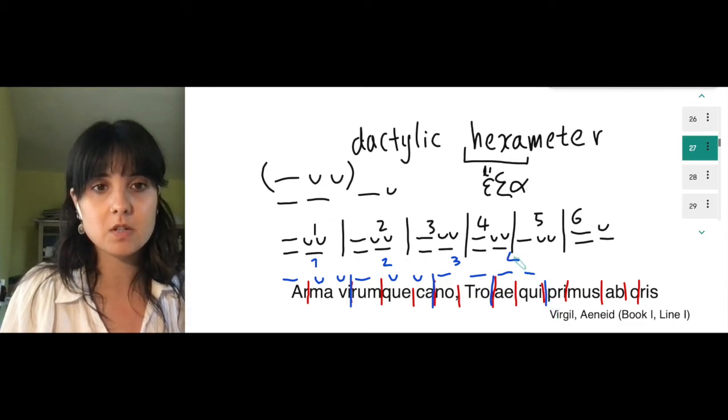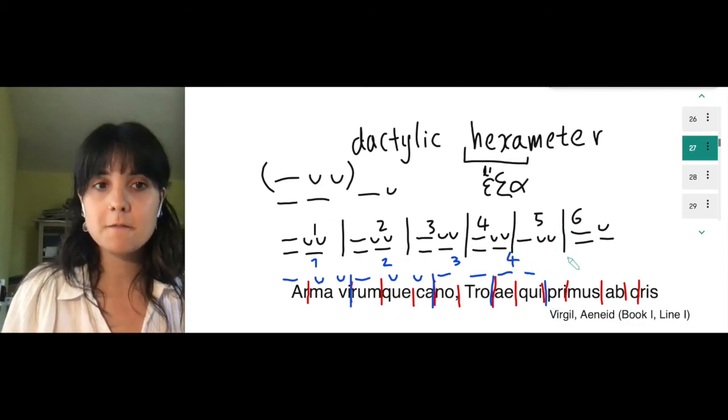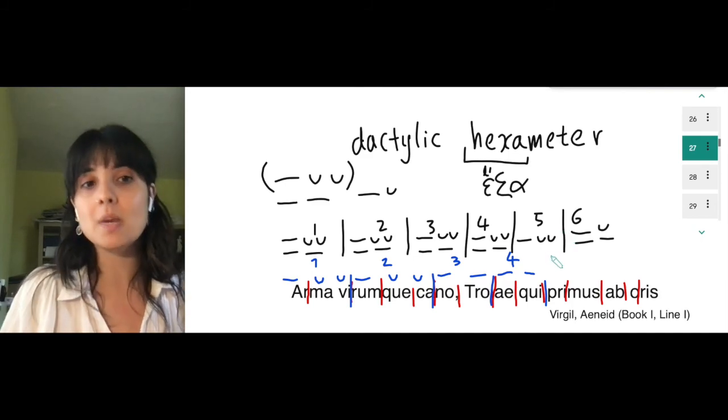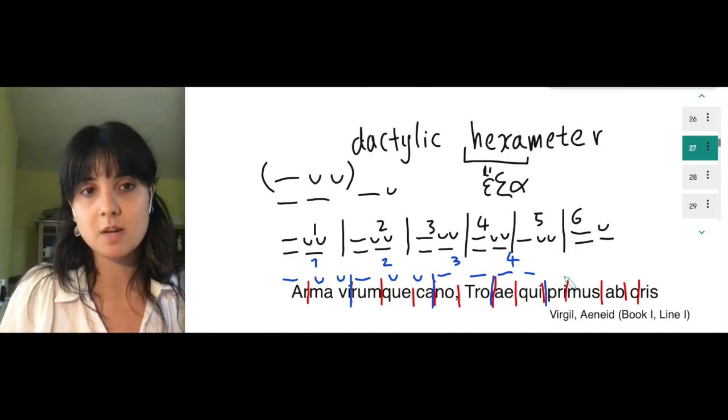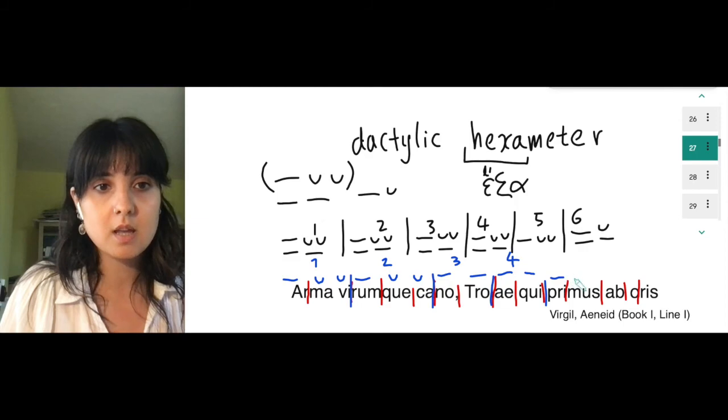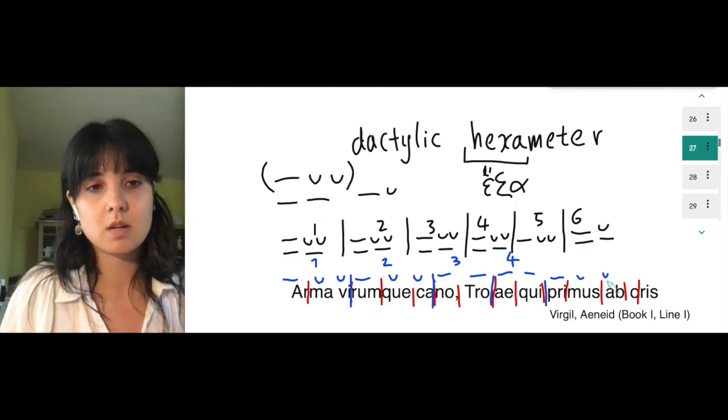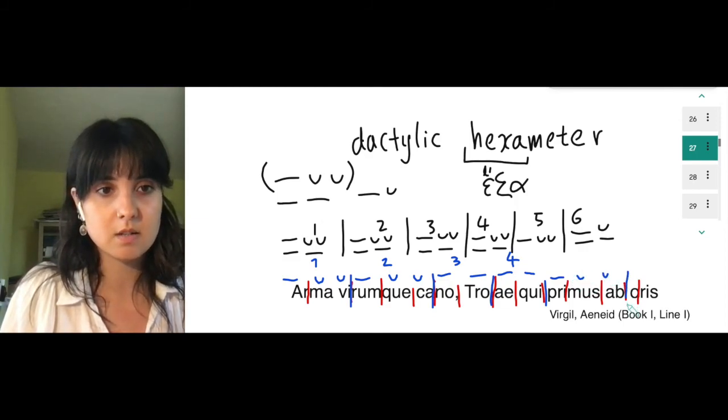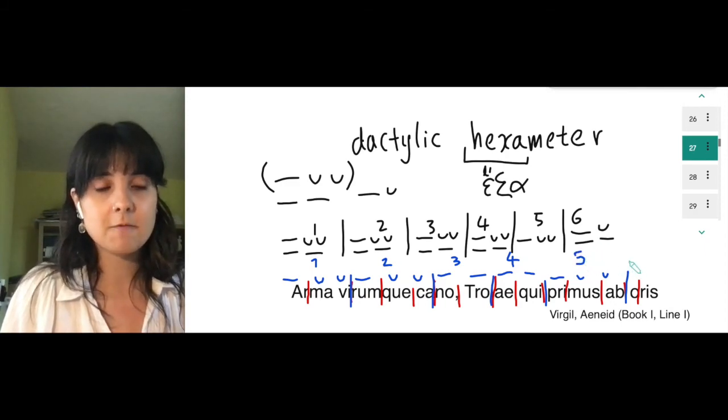That's our fourth foot. And now our fifth foot, we know from the table, is normally a dactyl, but it's always good just to double check. So primus ab, there we go, there's our dactyl. Foot number 5. And now our sixth foot must start with a long o.